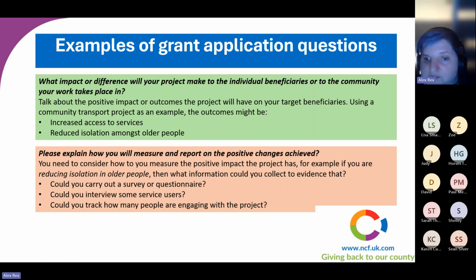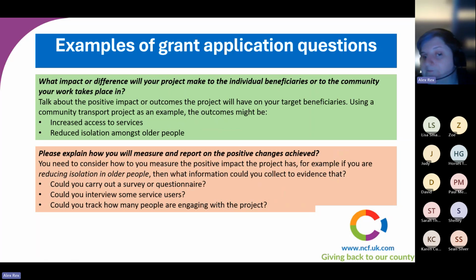Then there's going to be a question about how you're going to know whether or not the project's been successful. So how are you going to measure and report back on those positive changes that you've achieved? So, for example, how are you going to know that you've reduced social isolation for older people? Are you going to do a survey to find out how they're feeling after 6 months of attending? Are you going to have one-to-one chats, because that might be a better way of gauging feedback?